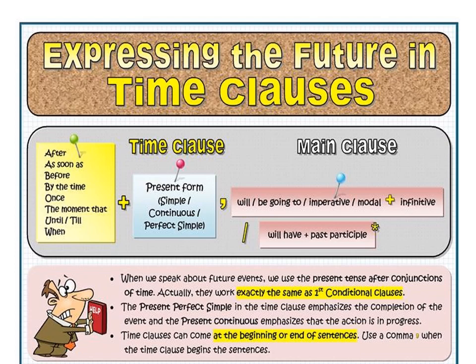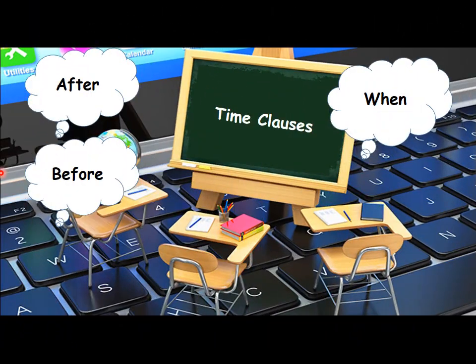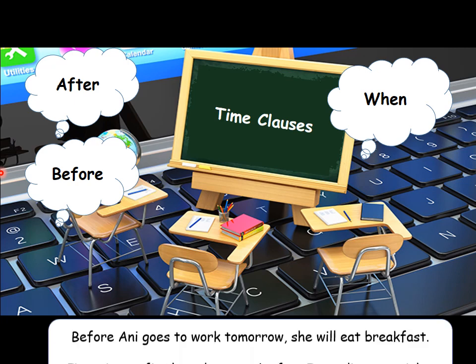Did you find the future time clause? You're right, after I eat dinner tonight is the future time clause. I can also say, when I go to New York next week, I'm going to stay at the Hilton Hotel. When I go to New York next week is a future time clause. Future time clauses can be used with after, before, and when.